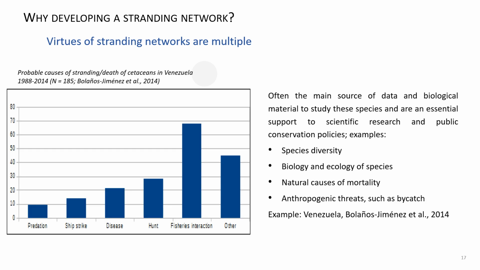Finally, data collected on stranded animals allow us to identify anthropogenic causes of mortality. For example, in Venezuela, the review of cetacean stranding events from 1988 to 2014 showed that 36% of the strandings were due to interactions with fisheries, and 6% were the result of ship strikes.